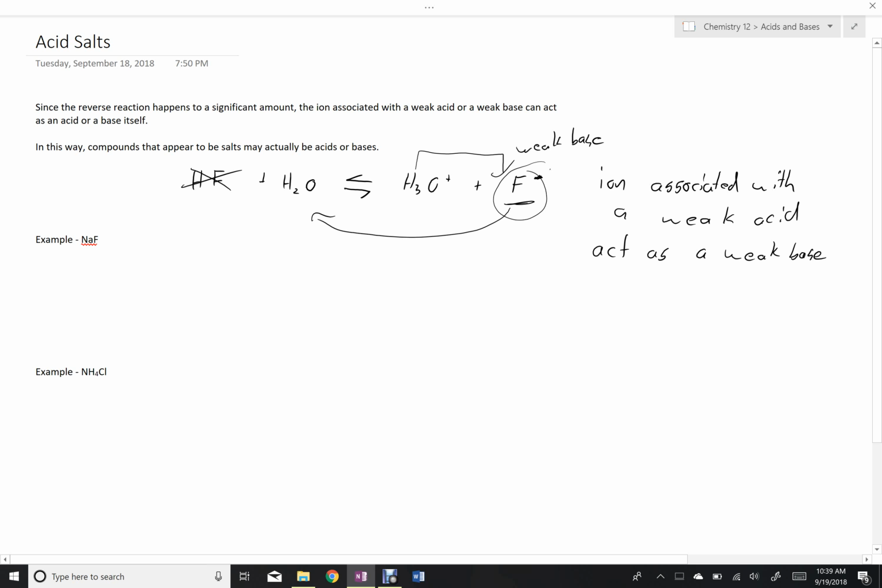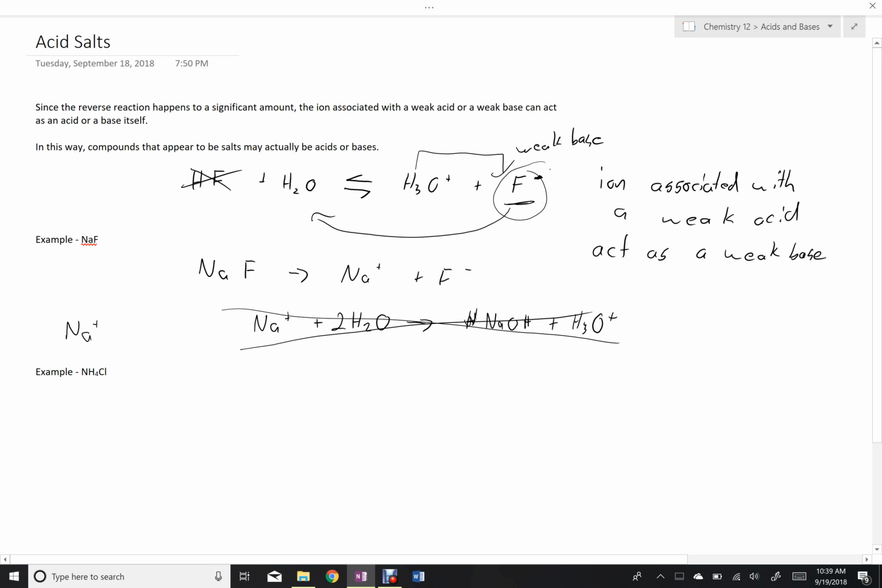Let's look at the salt sodium fluoride. If sodium fluoride is added to water, it will dissolve into sodium and fluoride ions. The sodium ions like to stay in solution, so they will not react with the water to form NaOH and H3O+. You'd need two waters to make that happen. That doesn't happen because sodium is the conjugate of a strong base.